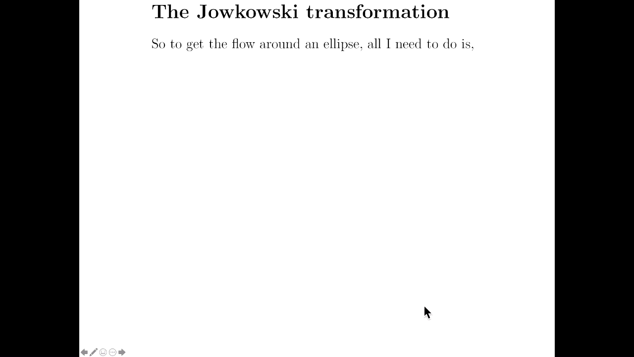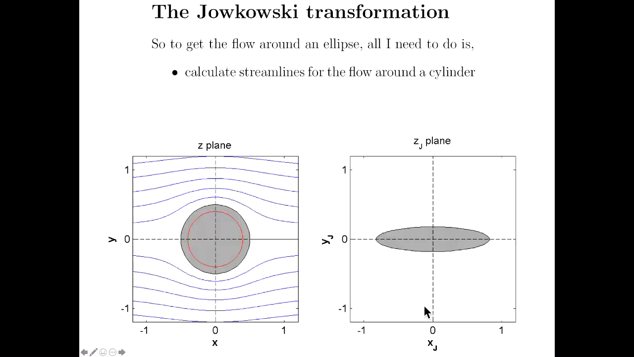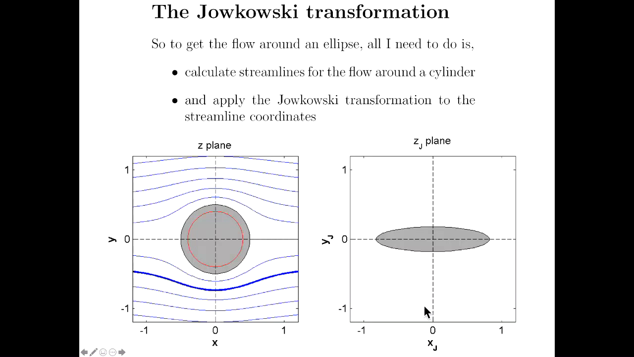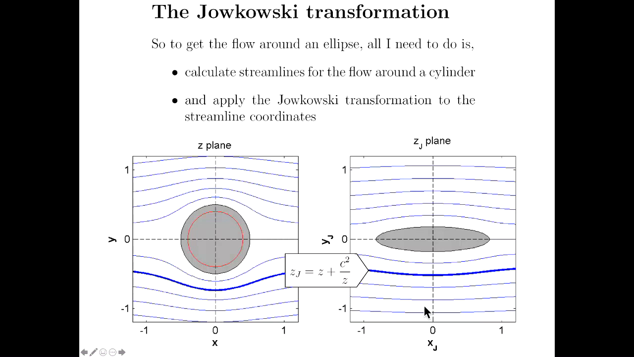So if I want to get a flow around an ellipse, all I have to do is calculate the streamlines for the flow around a cylinder, right? You always start with a flow over a cylinder, and next is just to apply the Joukowski transformation to the streamline coordinates, and I get the streamlines for an ellipse, a flow over an ellipse.